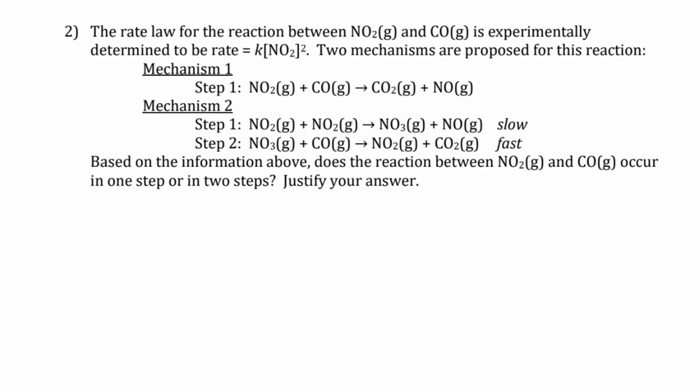So looking at this, knowing our rate law is up here, it cannot be mechanism 1. It's mechanism 2. Because if we look at our reactants in mechanism 1, it does not match the rate law. So which is pretty much what the question is asking. So based on this information, is it 1 step or 2 steps? Justify your answer. So now we need to say words to justify it.